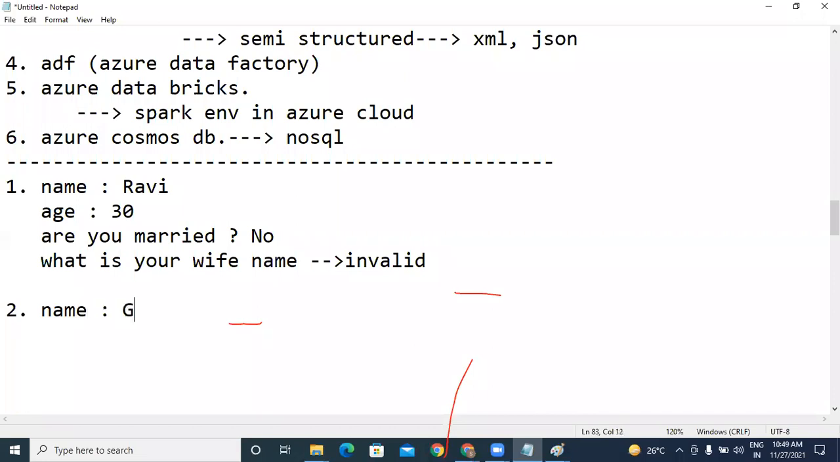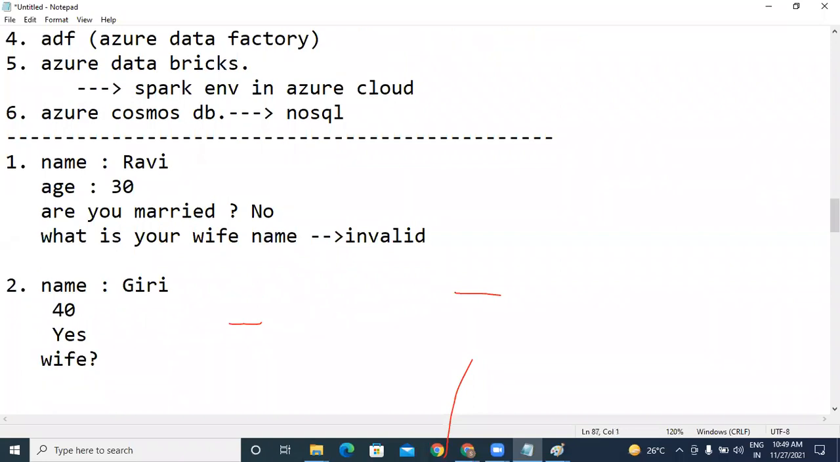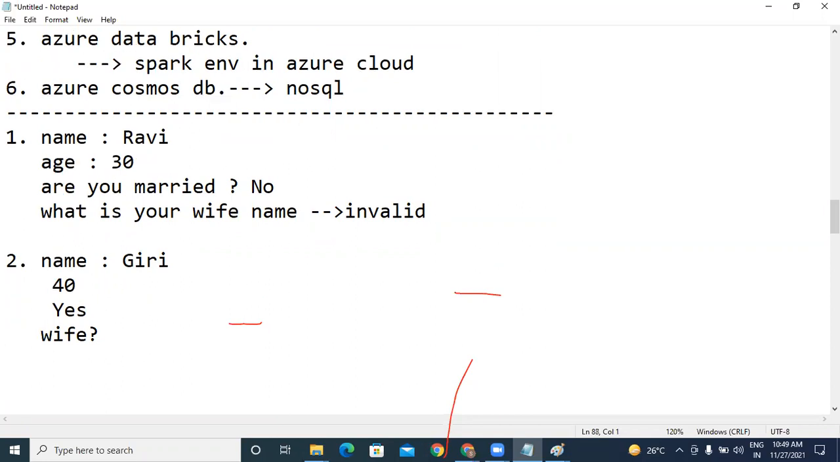Come back to the second person. The name Giri. Age 40. Married? He said yes. Can I ask his wife's name? Yes. Now in the second case, that is valid. Understood the point, sir? Okay. Person to person, attributes will be changing here.